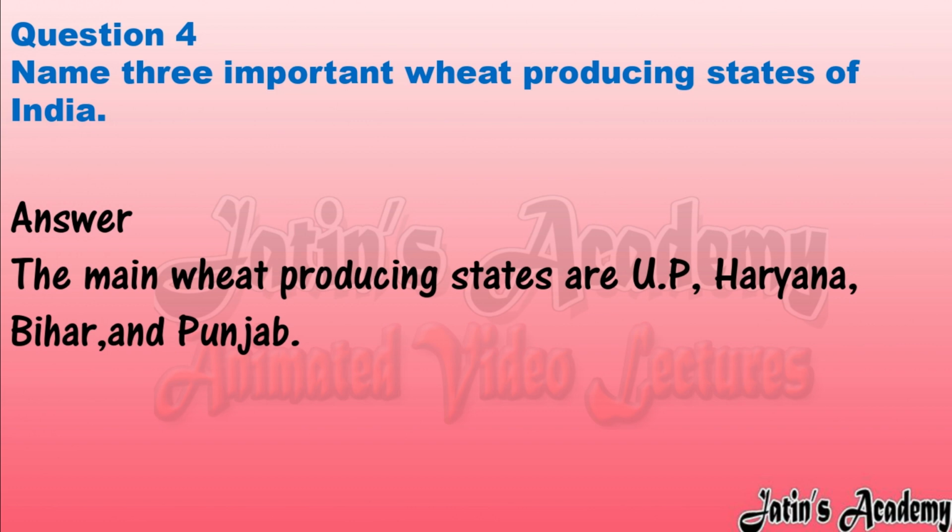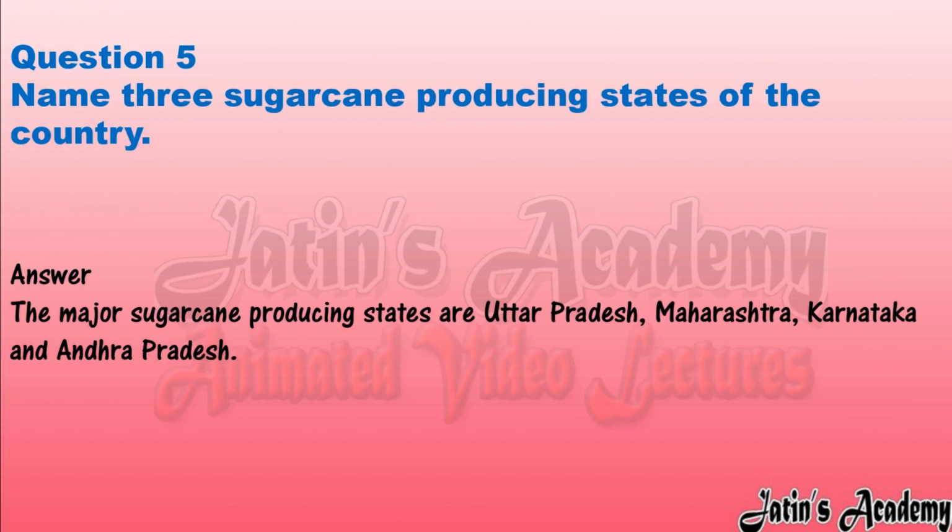Question 4: Name 3 important wheat-producing states of India. Answer: The main wheat-producing states are UP, Haryana, Bihar and Punjab. Question 5: Name 3 sugarcane-producing states of the country. Answer: The major sugarcane-producing states are Uttar Pradesh, Maharashtra, Karnataka and Andhra Pradesh.